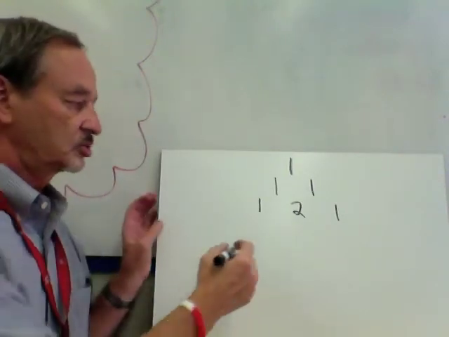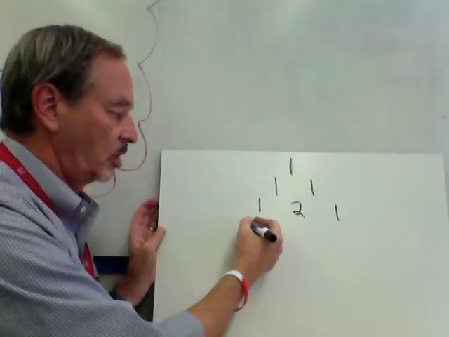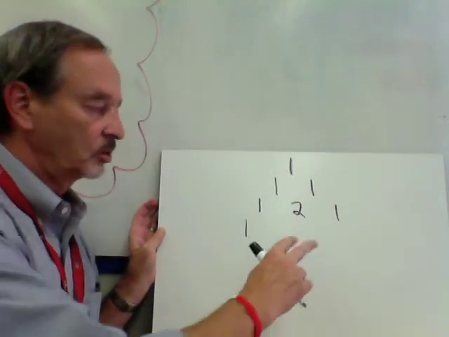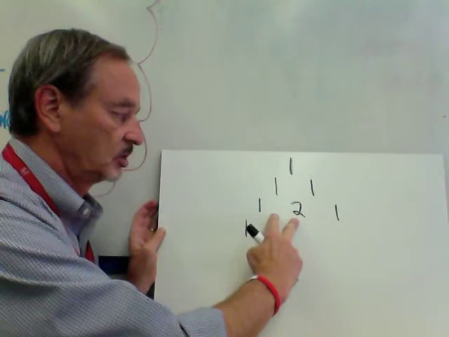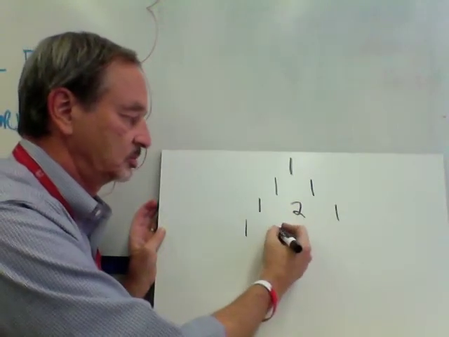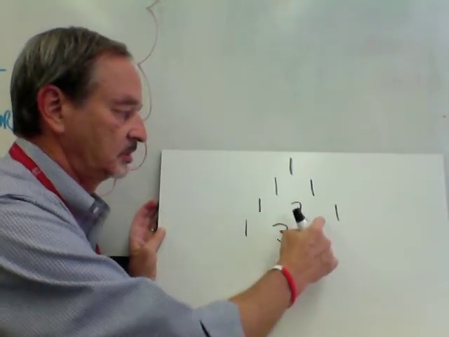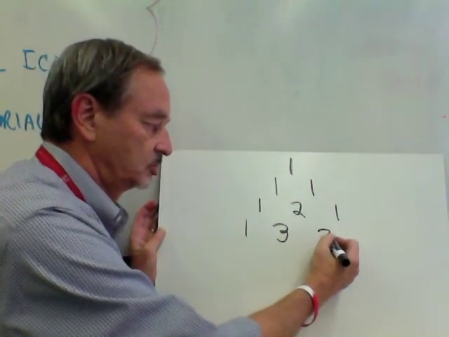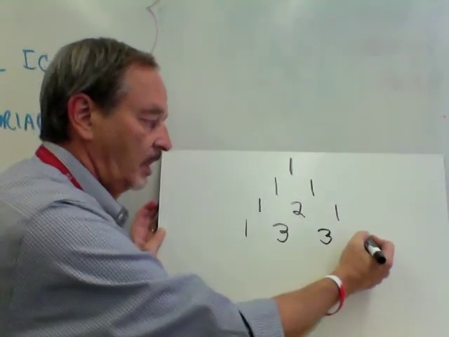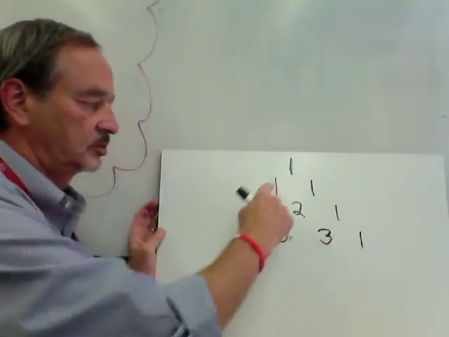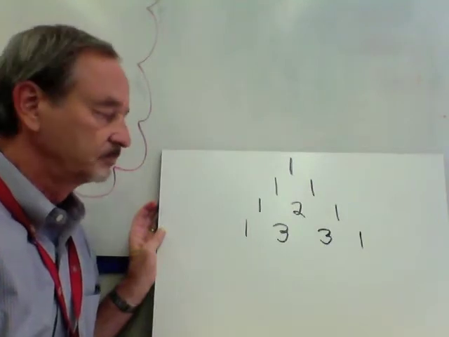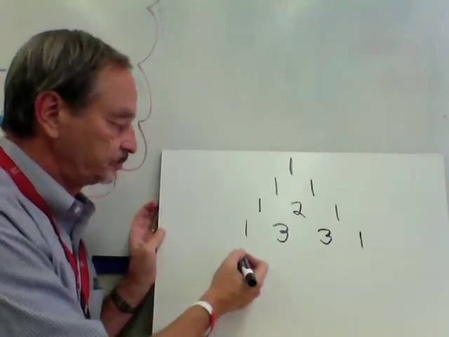Now we're going to start the next row. We're going to start with a number 1 out here to the left. And now to get the next term, we're going to add the 2 terms above it. So 1 plus 2 is equal to 3. To get this next term, we're going to add the 2 terms above it. 1 plus 2 is equal to 3. And then we're going to close off the row with a 1. And so you see the nice triangular shape that's starting to develop. Let's go one more row.